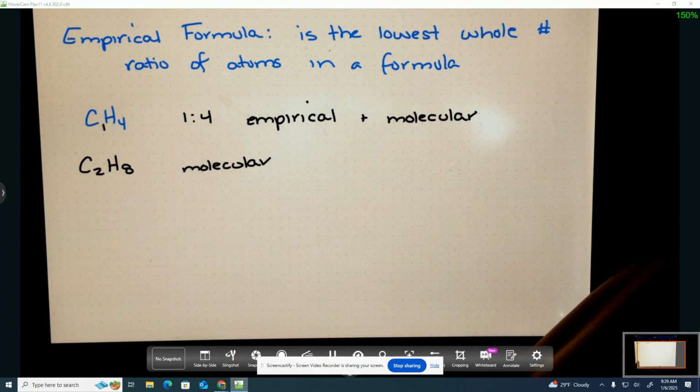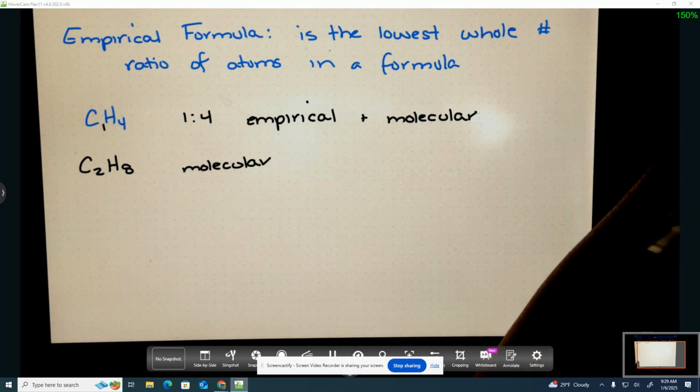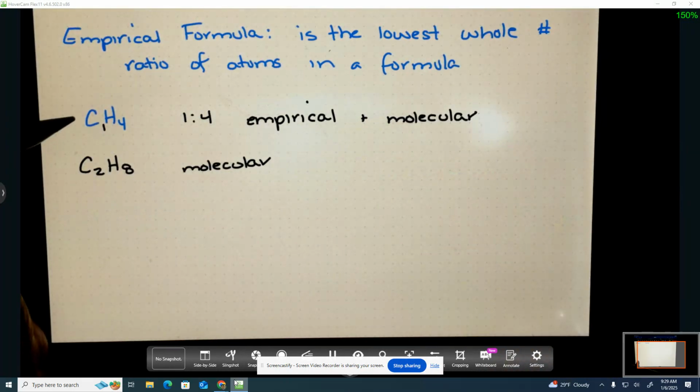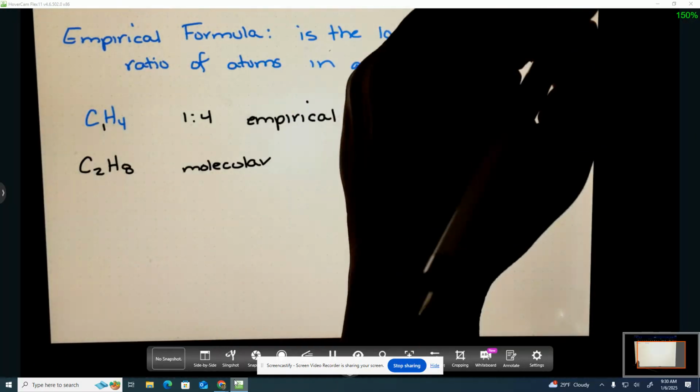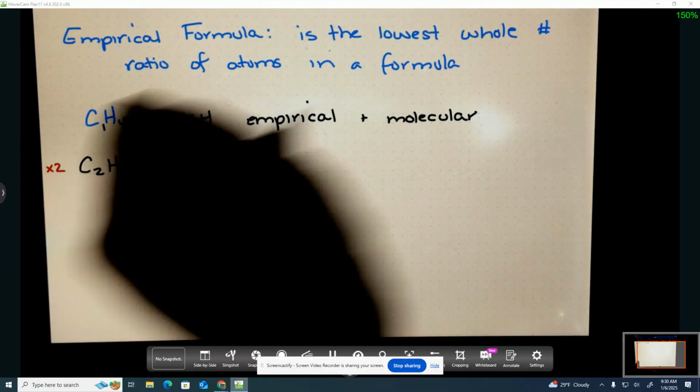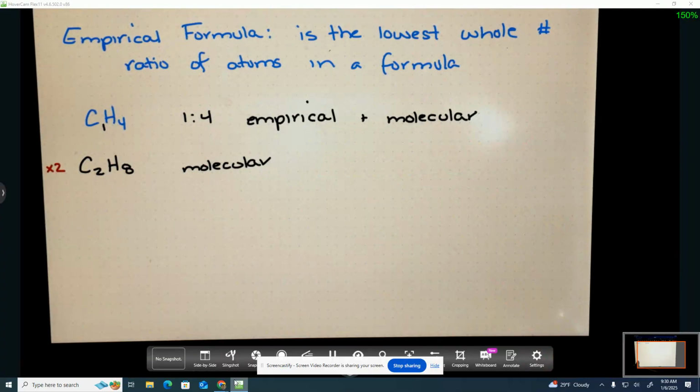They're always going to be molecular unless they're a salt. Okay? Molecules are covalently bonded substances. These are covalently bonded. That's why I'm using the word molecular formula. Okay? A molecular formula is a multiple of the empirical formula, where the empirical is the lowest whole number ratio. So this one right here is times 2. It's twice as big as this one.